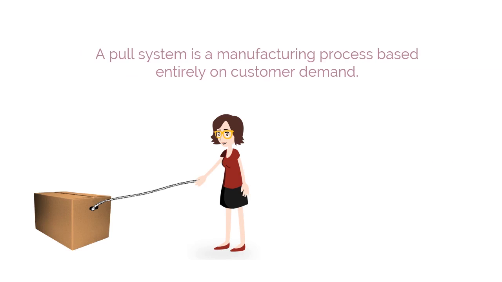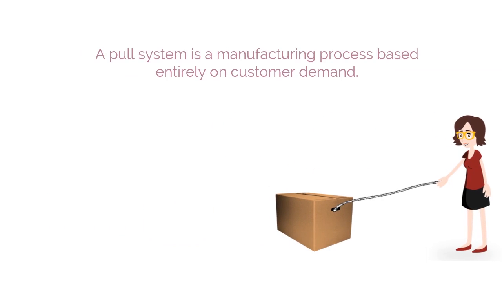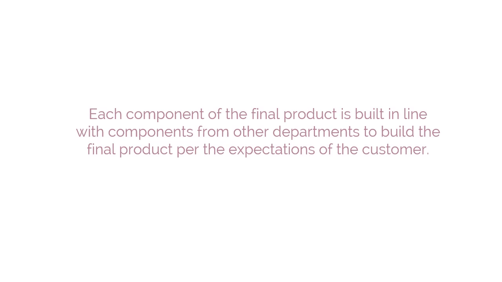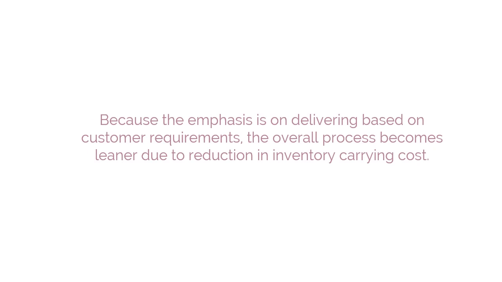By definition, a pull system is a manufacturing process based entirely on customer demand. The concept defines the process such that the component of the final product is built in line with components from other departments, to build the final product as per the expectations of the customer. Because the emphasis is on delivering based on customer requirements, in turn, market requirements, the overall process becomes leaner due to reduction in inventory carrying cost.